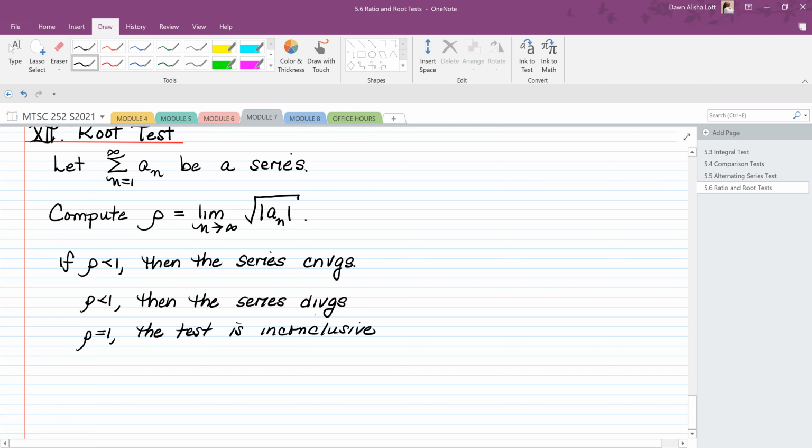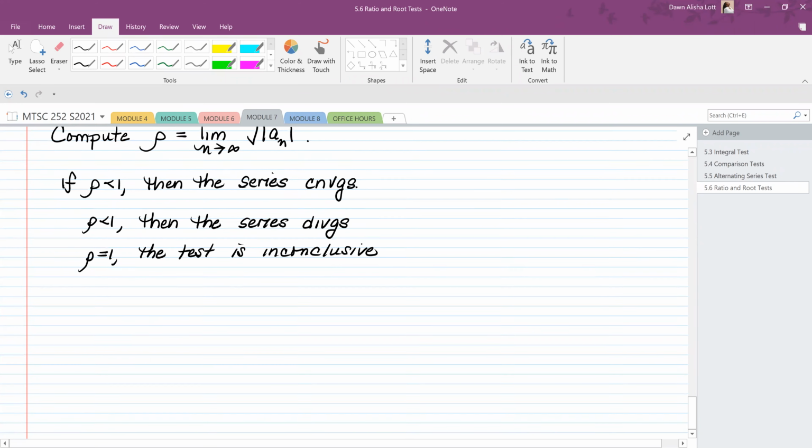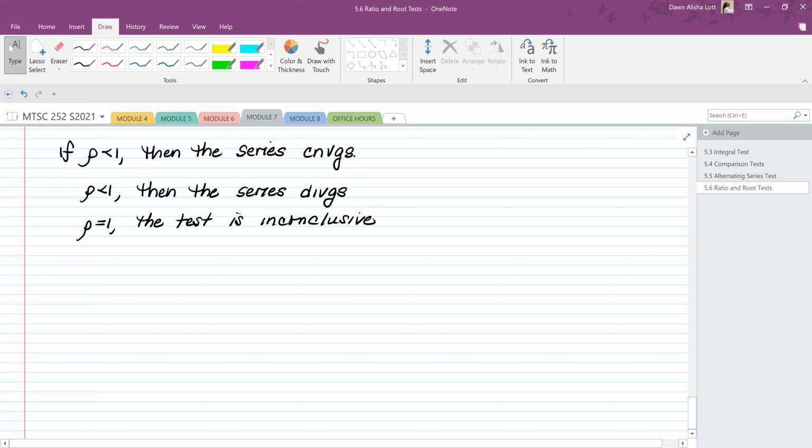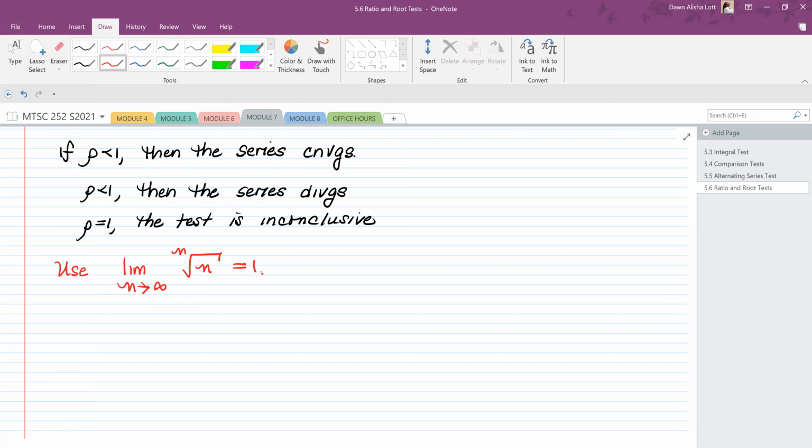Now, the reason why I like this test is because, like I said, it's quick and dirty. But this test makes use of one major limit. A lot of times you will use the fact that the limit as n approaches infinity of the nth root of n is 1. If you use that, you're in good shape. So we'll find a couple of places where we're going to need that. And I think there was another one that was also important. Let me find that one.